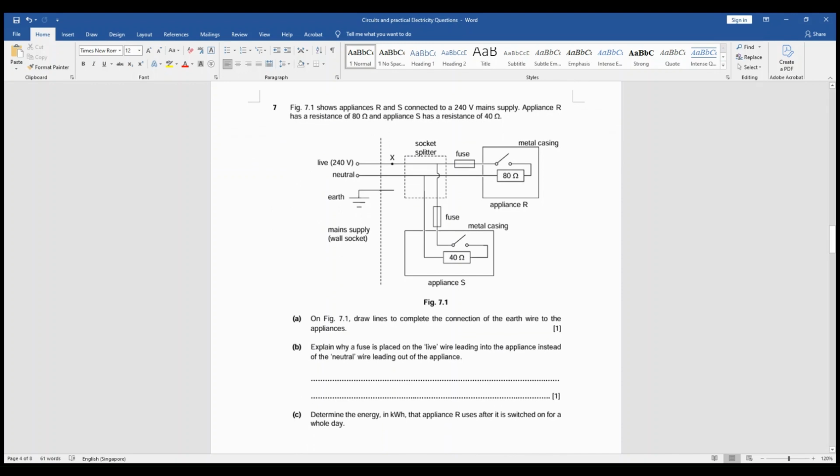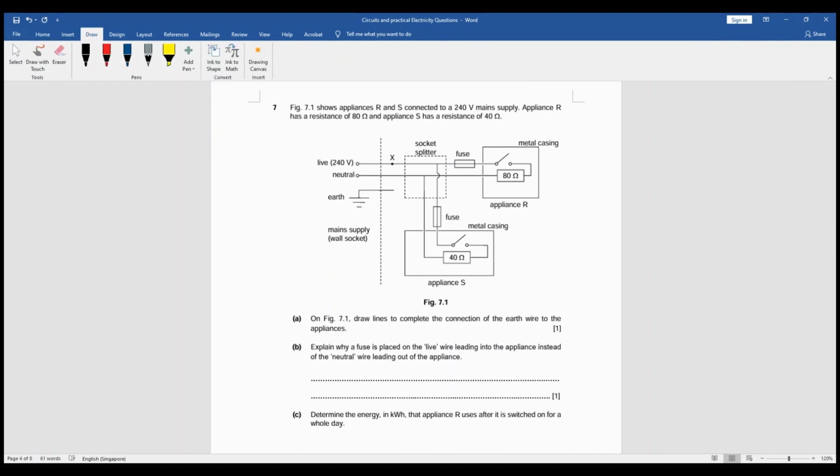Right, so they never say draw what kind of line, just draw a very normal line. Maybe I'll use a different color so it's more obvious. Red color. So it should be touching the metal casing. It should also be touching the metal casing of appliance R. Okay, that's it.